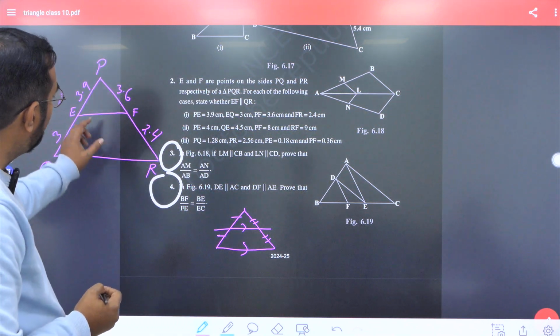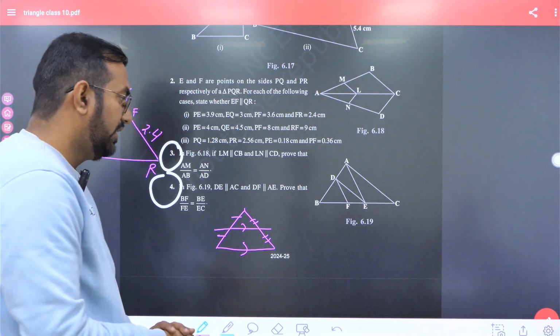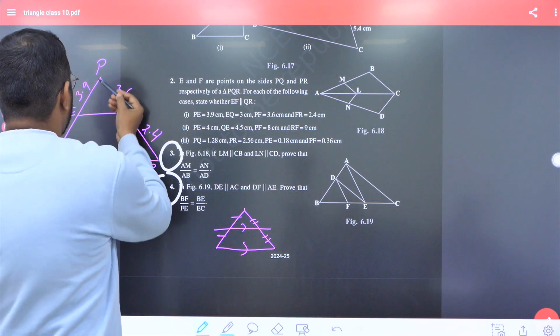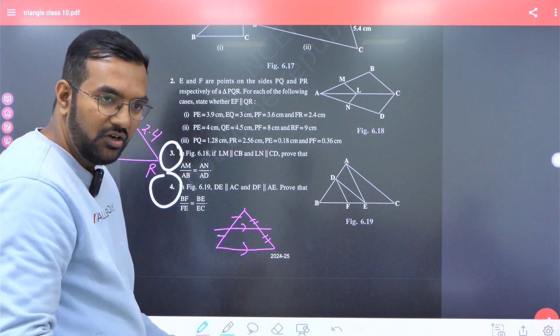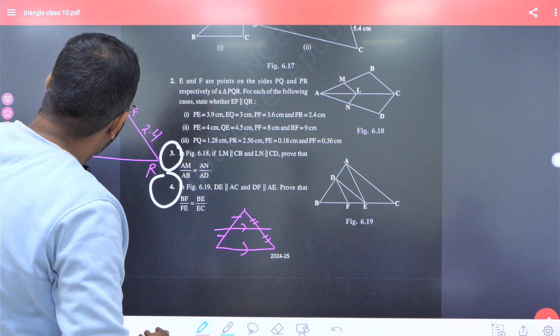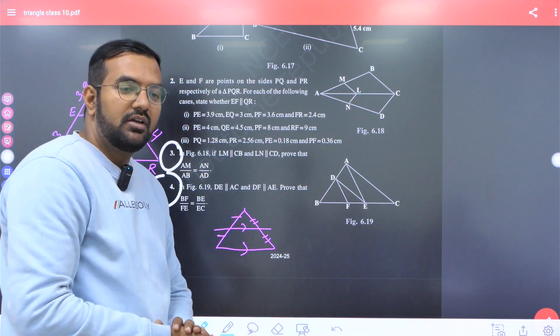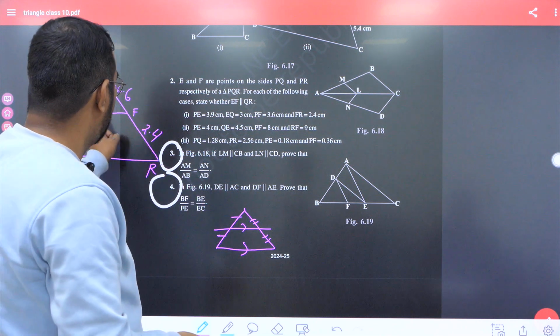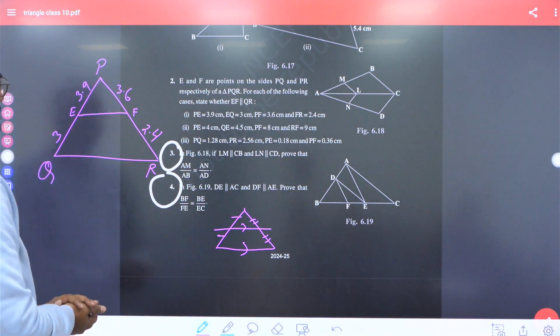Here we have to check if this line is parallel to this or not. And for that we will check whether this upon this is equal to this upon this or not. If this upon this is equal to this upon this, then by the converse of BPT we can say that this line is parallel to this. Right? So let's check.